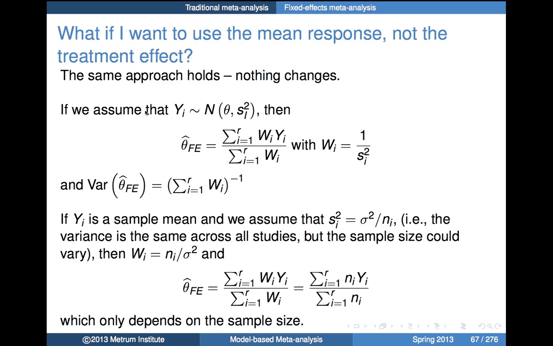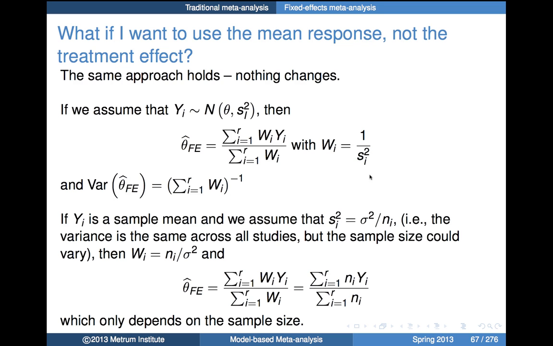In this case, our model, rather than being that the theta hat i's come from a normal distribution centered at theta with a variance s i squared, we'll say that our response values come from a normal distribution with a mean theta and a variance s i squared. Under those assumptions, our fixed effect estimator is still the same weighted average of the y i's, where weights are 1 over the variance of those y i's. In this case, remember, y i itself is a mean value.